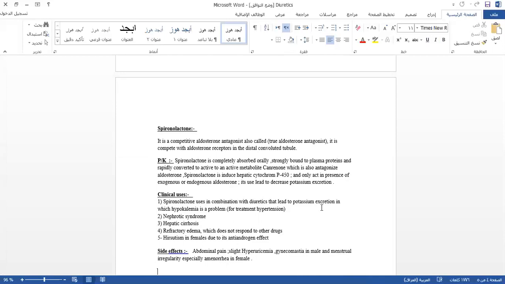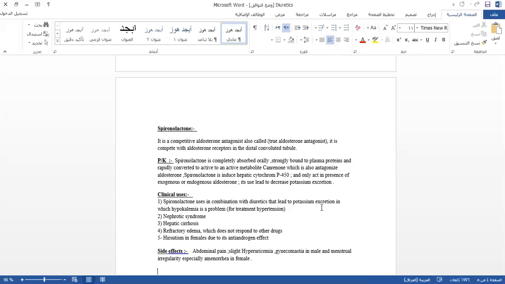Spironolactone is absorbed orally, strongly bound to plasma protein, and rapidly metabolized in the liver and converted to an active metabolite, canrenone. There is another drug related to spironolactone, eplerenone, which has fewer adverse effects than spironolactone and can be used as a competitive aldosterone antagonist. The active metabolite of spironolactone, canrenone, is also an antagonist of aldosterone action.